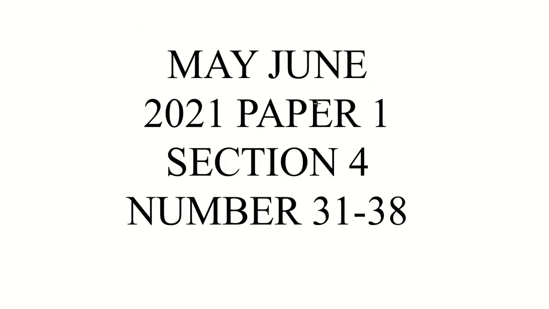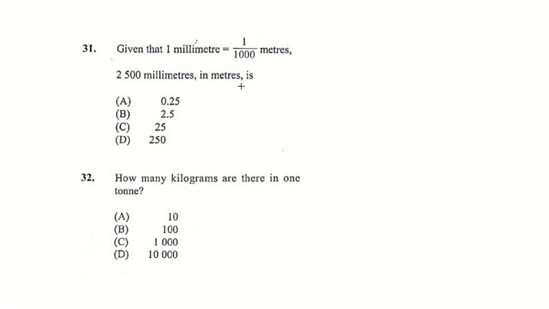Now we're going to go into May, June 2020, Paper 1, Section 4, which is Measurement, numbers 31 to 38. Let's go. This is a repeated question. This is 2.5 tons. How many kilograms are there in 1 ton? It's 1,000. So the answer is C.